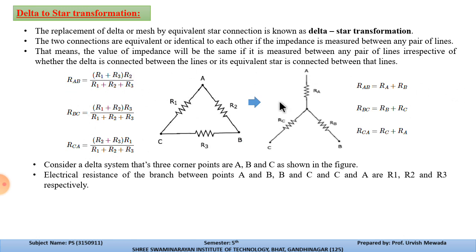Now RAB is equal to, this is the series connection, so we can write RA plus RB, RBC is equal to RB plus RC, and RCA is equal to RC plus RA. Now here consider a delta system where the three corner points A, B, C are shown in the figure, and now we write the equation to convert this delta into the star in the next slide.